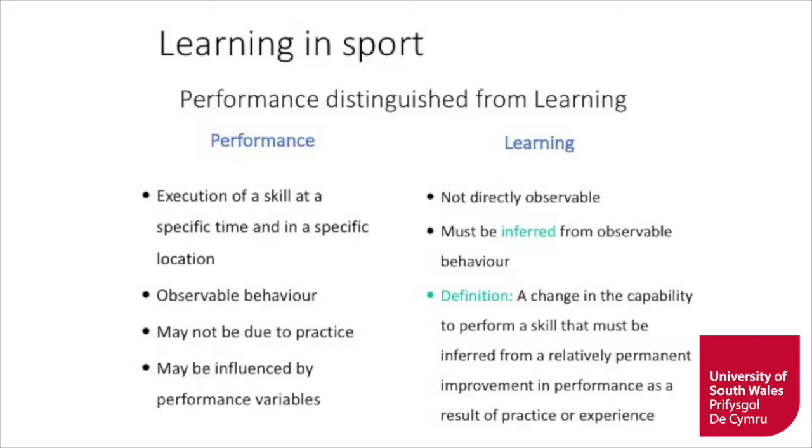Performance is the execution of a skill at a specific time in a specific location. It's an observable behaviour and may not be due to practice and may be influenced by performance variables. Whereas learning is not directly observable, it must be inferred from observable behaviour. So it's a change in the ability to perform a skill that must be inferred from a relatively permanent improvement in performance as a result of practice or experience.